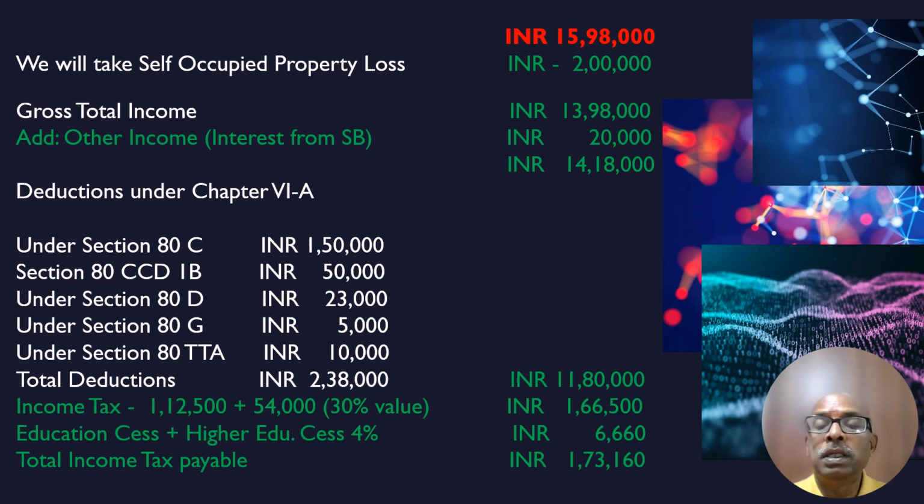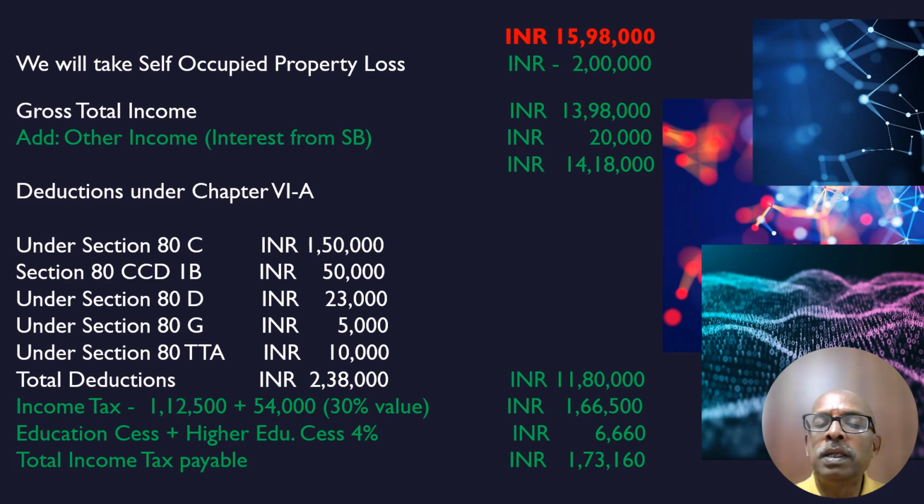10 lakhs. Suppose the person is 80 and above, up to 5 lakhs there is no tax. So the first slab itself is 20% only. So in the 11 lakhs, let us say this is the net taxable income. So up to 5 lakhs there is no tax. Above 5 lakhs to 10 lakhs is 20%, so 1 lakh, and then above 10 lakhs is 30%. So instead of 1 lakh 12,500, you pay 1 lakh plus 54,000, 1 lakh 54,000.